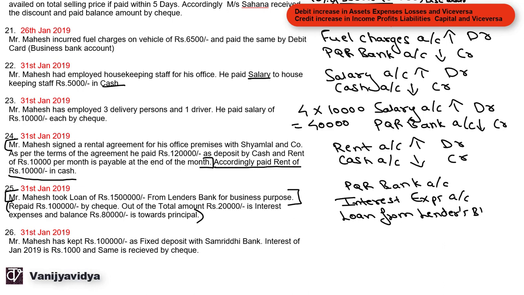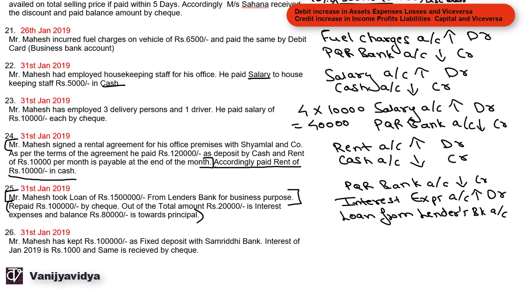Now PQR bank account is an asset account. We are making a payment through PQR bank account. So balance in the asset account is getting reduced. So we have to credit. And how much is the payment? 1 lakh. Now out of that, 20,000 is towards interest expense. Now interest expense is an expense account. There is an increase in the interest expense account. So we have to debit.